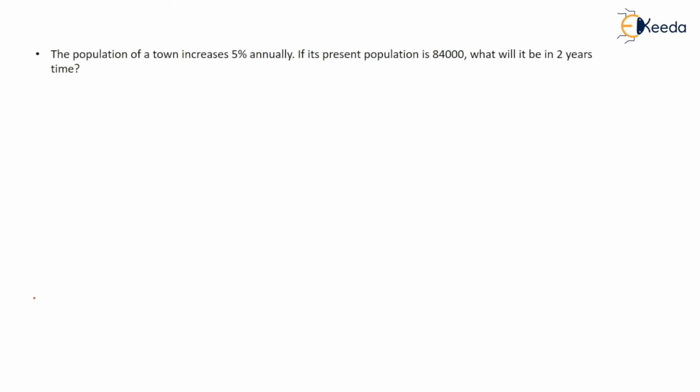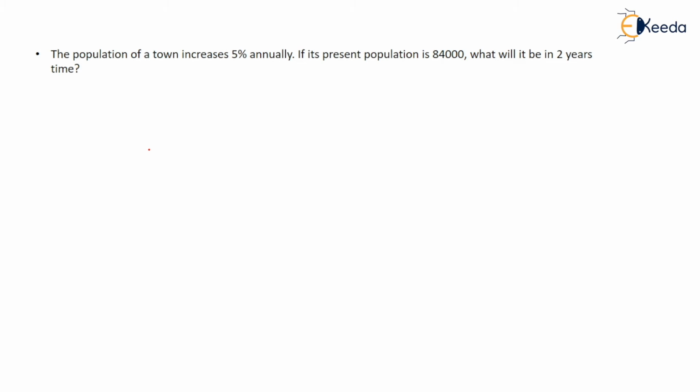So let's see this question. The question is, the population of a town increases 5% annually. If the present population of the town is 84,000, what will it be in 2 years' time? Okay, the population of a town is increasing 5% annually, and if the present population is 84,000, they ask you what will be the population after 2 years.